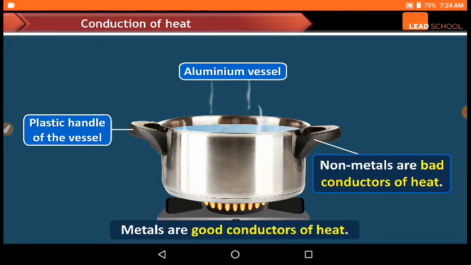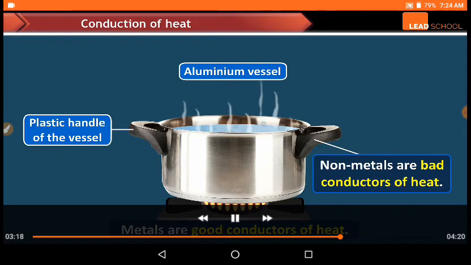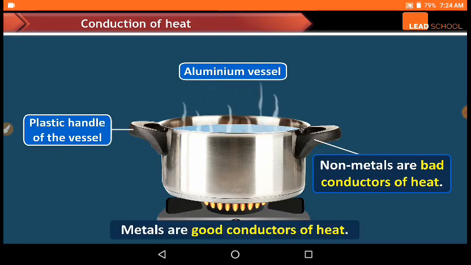So basically, conduction of heat is when you touch a metal, you feel hot, right? Because they are good conductors. Good conductor means they accept heat. If we heat that vessel, it will accept that heat. But non-metals are bad conductors of heat. Bad conductor means if you heat them, they will not accept the heat and it will remain cool. So the plastic handle of a vessel, we can hold it easily after putting it on fire, but an aluminium vessel we cannot touch because otherwise we will burn our hands. All metals are good conductors of heat and non-metals are bad conductors of heat.